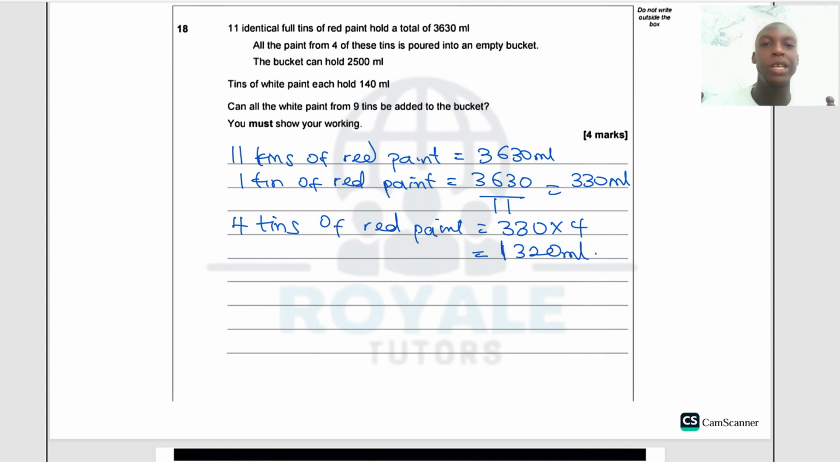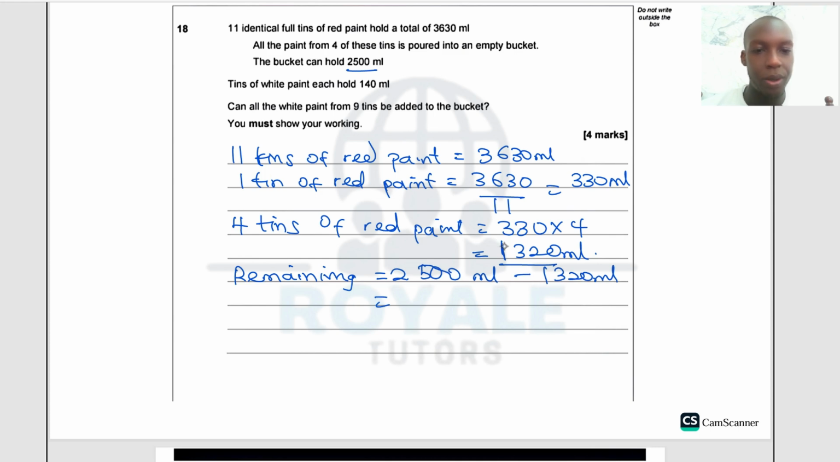Now, they said the bucket can only hold 2,500 milliliters. If the bucket can hold 2,500 and we have already poured 1,320 in the bucket, what is the remaining space? How do we do that? The remainder is going to be 2,500 milliliters minus 1,320 milliliters, and this is going to be 1,180 milliliters. That is the remaining capacity.